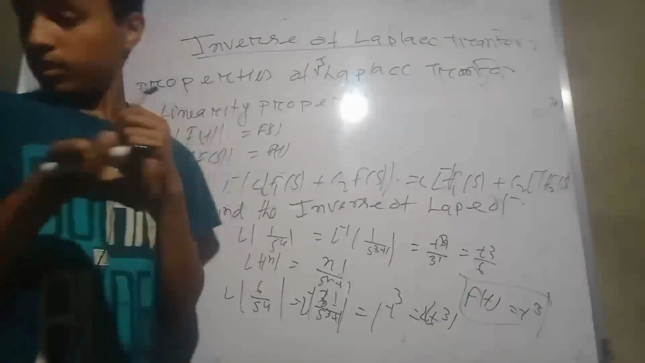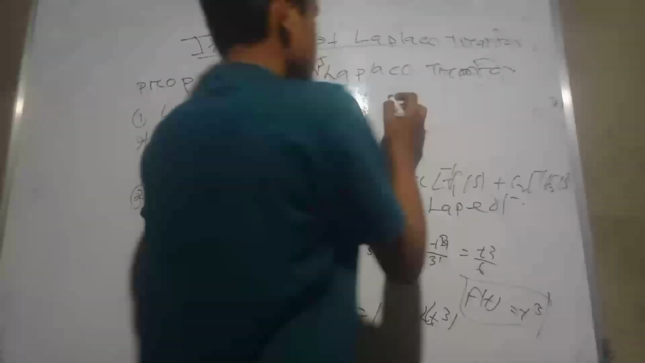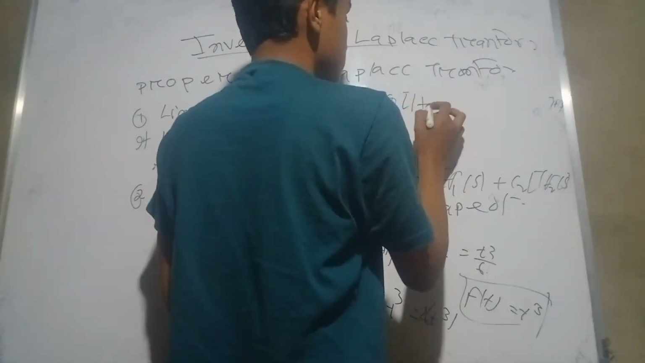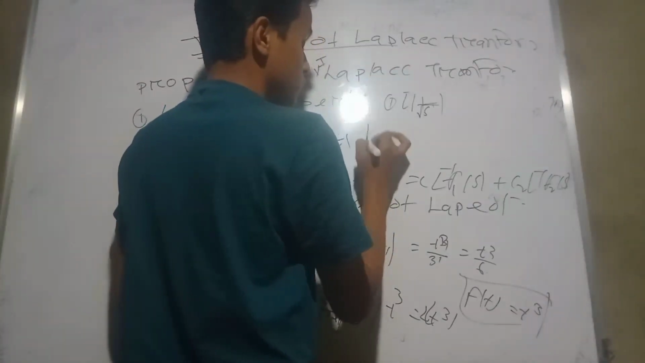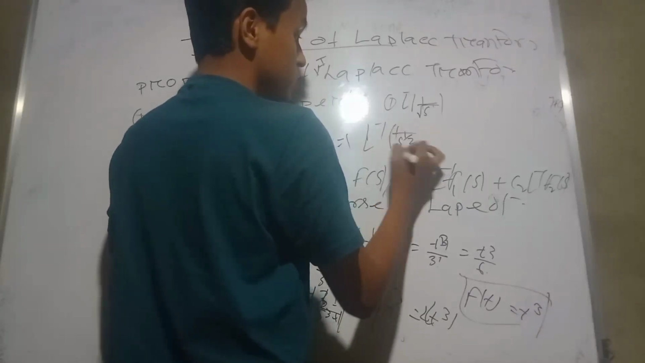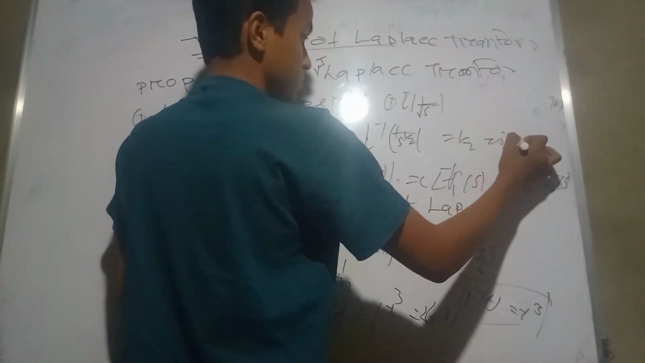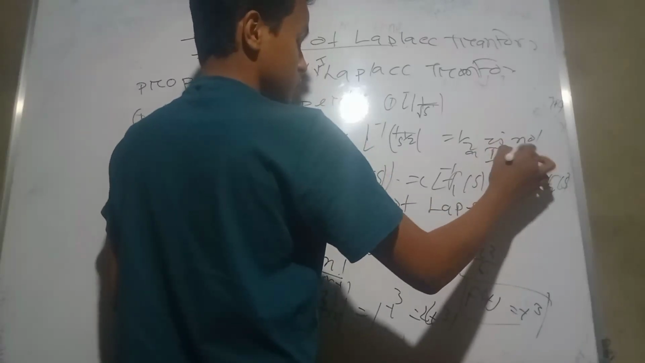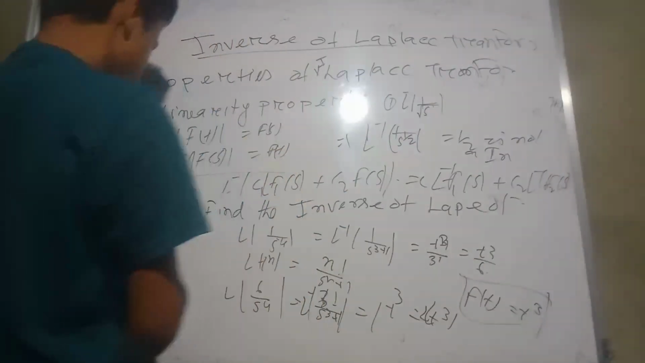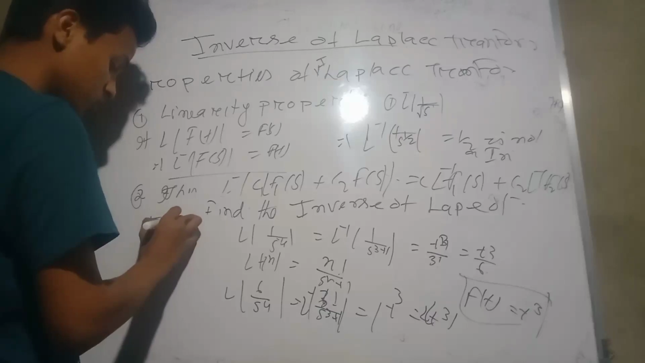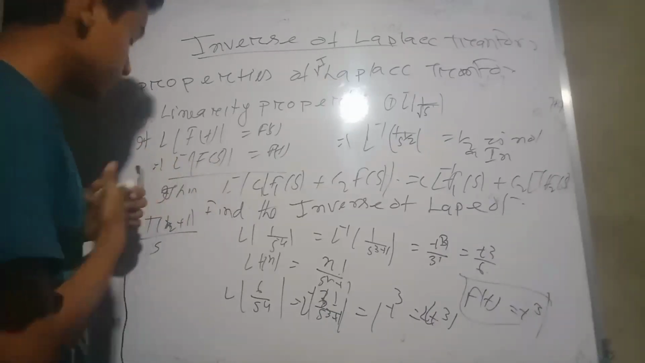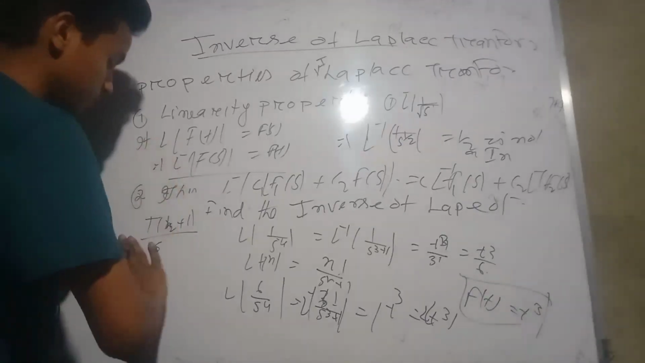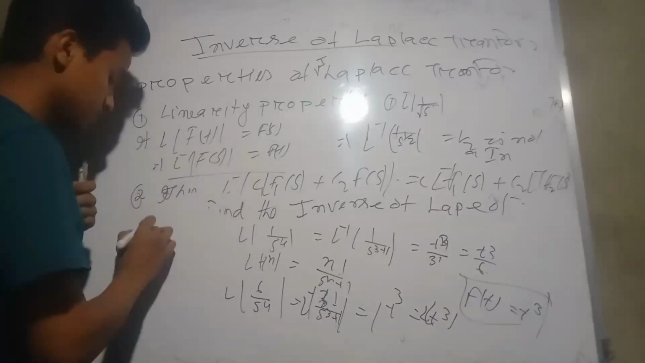Now we move on to question 2. Find the inverse of 1 upon s to the power 1 by 2. Can you find it? Obviously you can. Here the power is 1 by 2, which is not an integer, so it is a fraction. So we can use the formula with the gamma function, since instead of n we have a fraction.